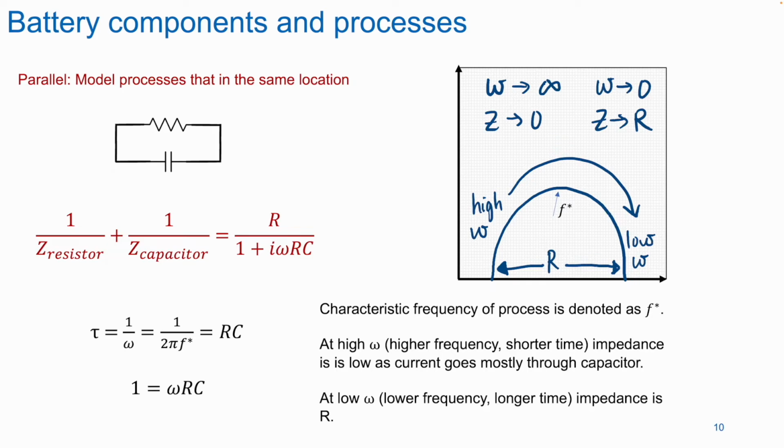In the Nyquist plot, as seen here, processes that occur in the same location in the battery can be modeled with circuit elements in parallel. The characteristic frequency of such a process can be determined from the Nyquist plot. For example, double-layer capacitance that occurs at the electrode-electrolyte interface can be modeled with a capacitor. Oxidation or reduction of the electrode can be modeled as a resistor. At high frequency, or large value of omega, impedance is small and the current goes through the capacitor. At low frequency, or small value of omega, impedance is estimated to be R.